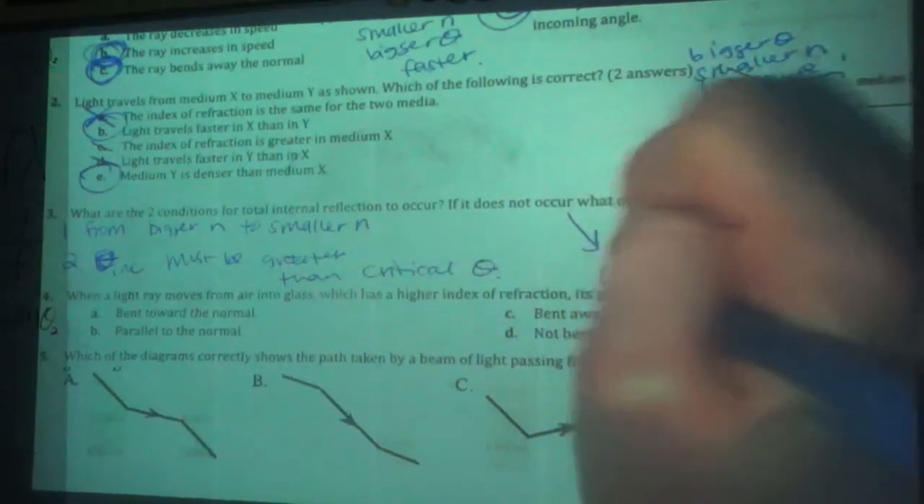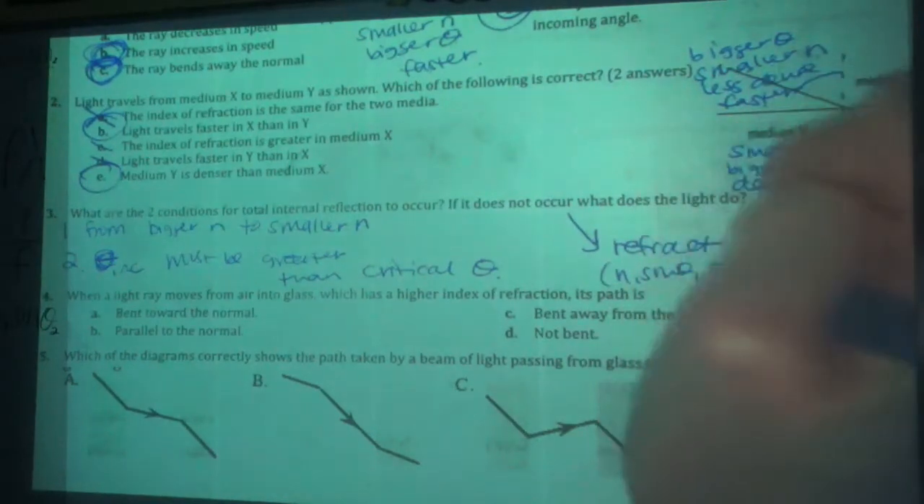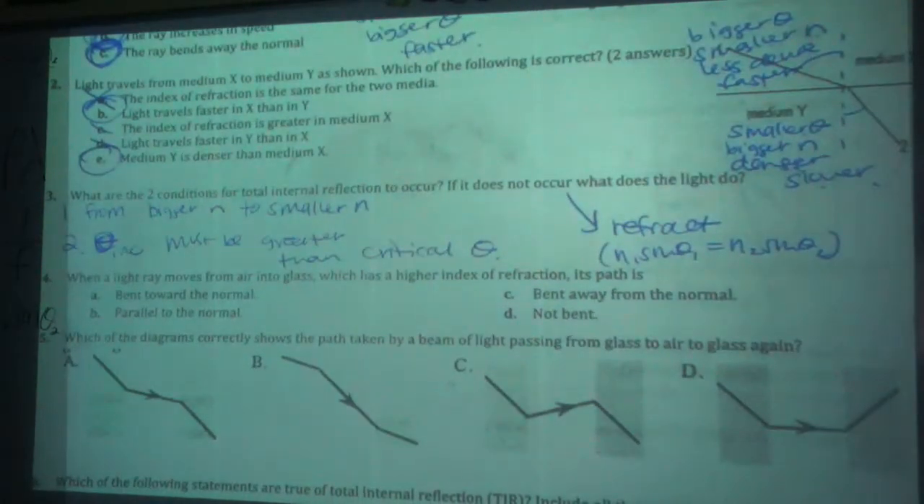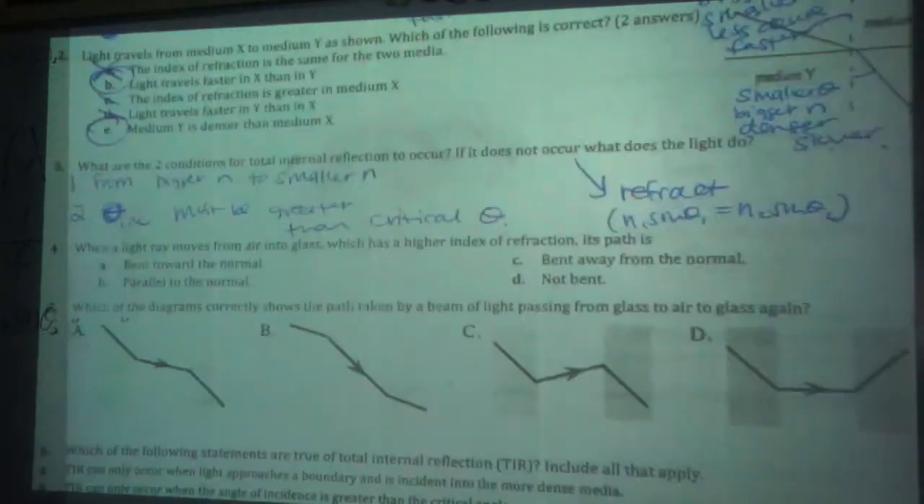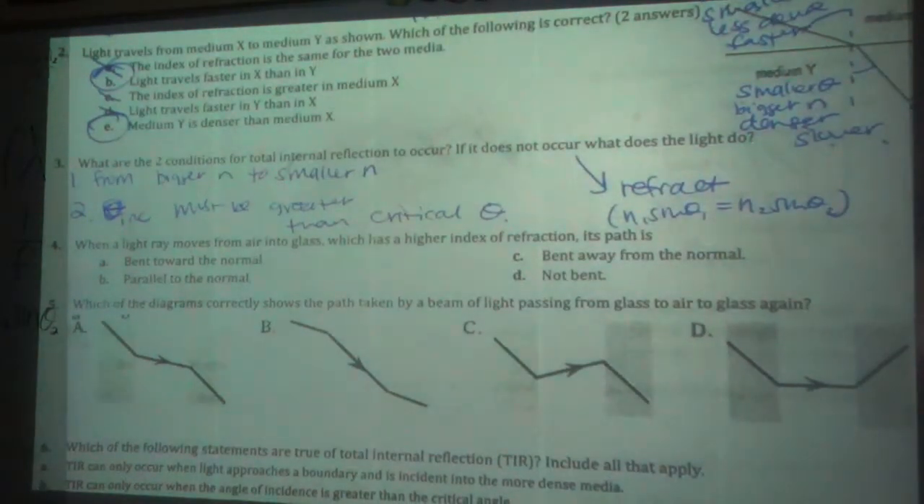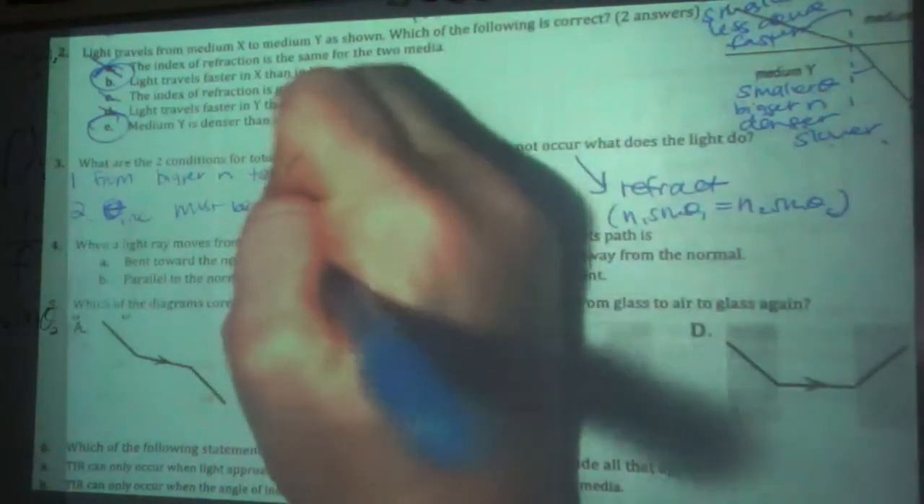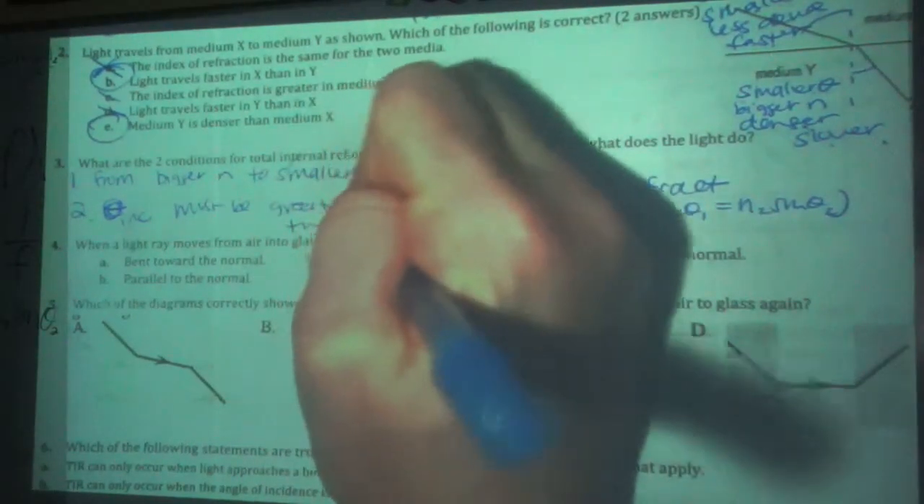So think of n1 sine theta 1 equals n2 sine theta 2. That would be just like what we were doing the first 2 days, just straight plug in and find the angle. All right, when a light ray moves from air into glass, which has a higher index of refraction, you're going into a bigger n.